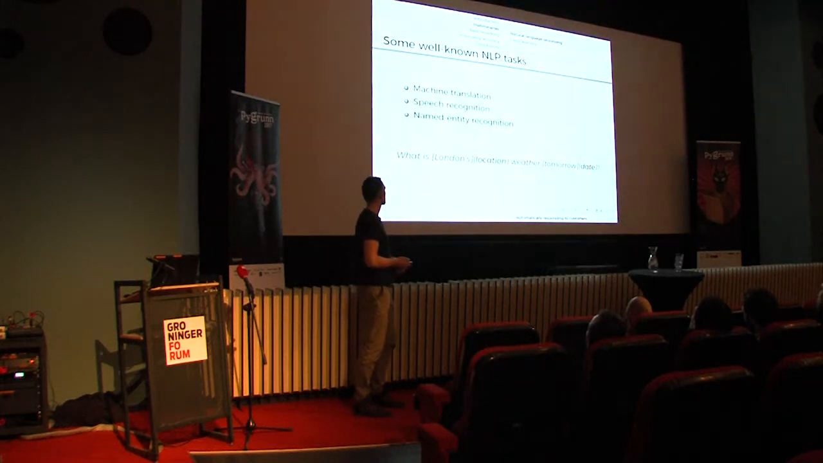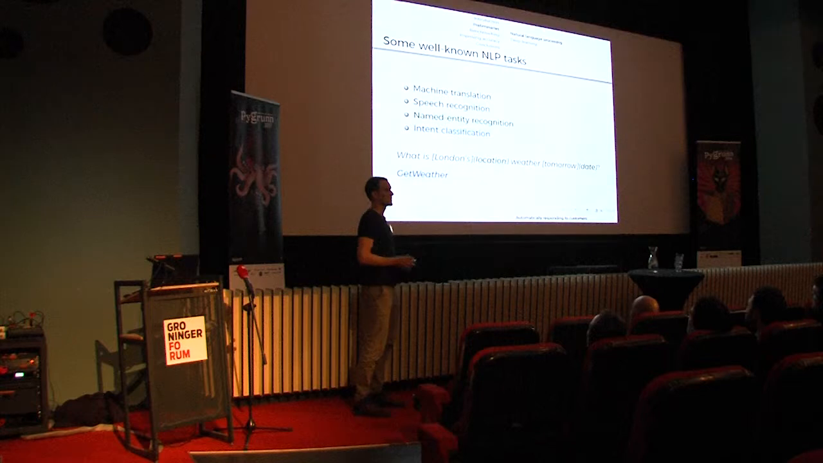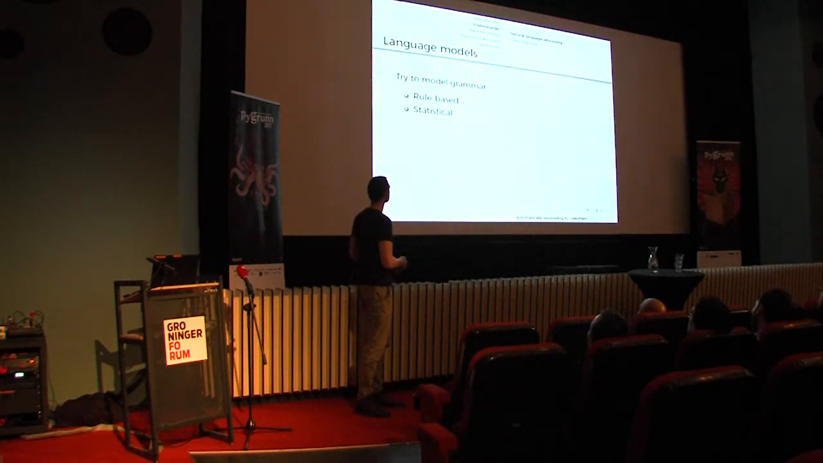That is one task, and also you have intent classification. So for this sentence, what is the intent of the sentence? This is important for chatbots, these two things, because when a user utters a sentence, you want to know what the user wants. So in this case, he wants to know the weather, but for what day does he want to know the weather? In this case, it's tomorrow, so you need to extract that information from the sentence. And also, for what location does he want to know the weather? And this is London in this case.